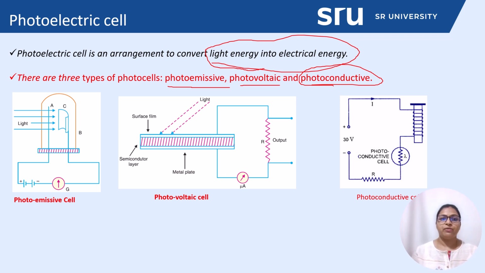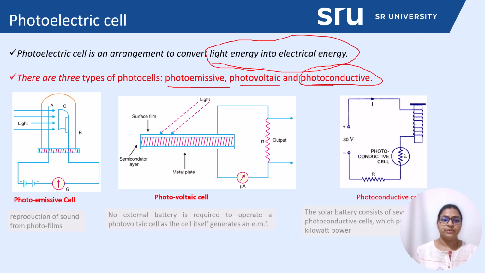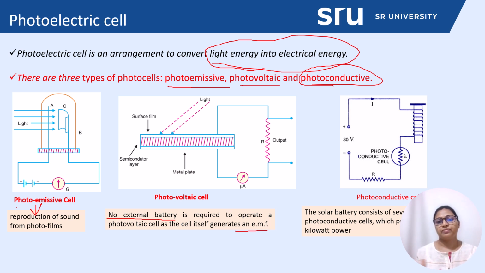To specify the three types: the photoemission cell is basically used for reproducing sound from photo films. In the photovoltaic cell, the unique thing is that no external battery is used, since the cell itself generates the EMF. And the photoconductive cell is used in the solar battery, which consists of various photoconductive cells and can give us several kilowatts of power.